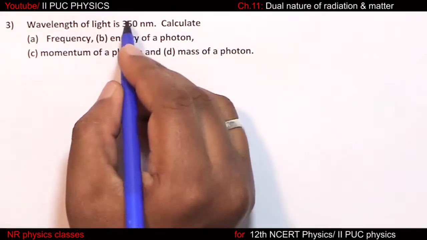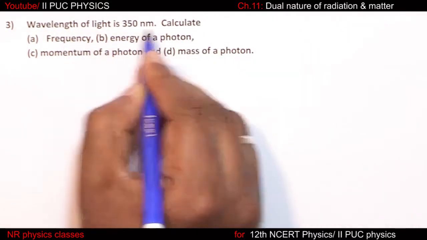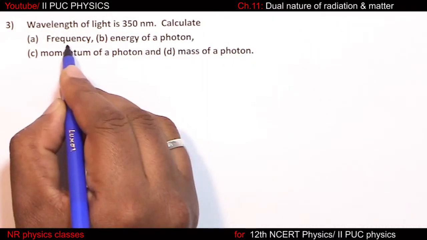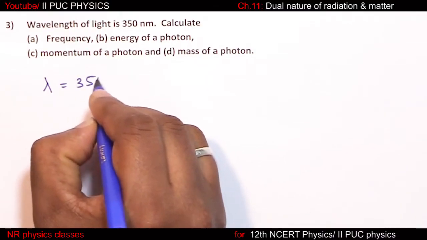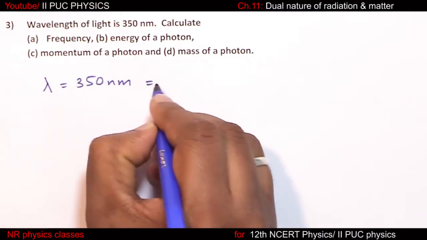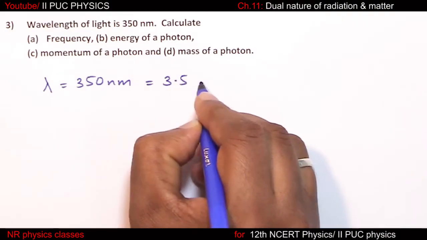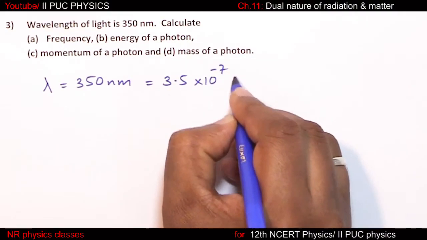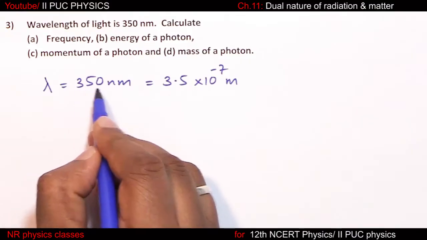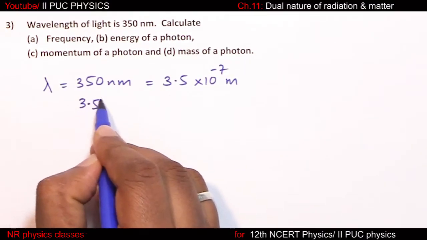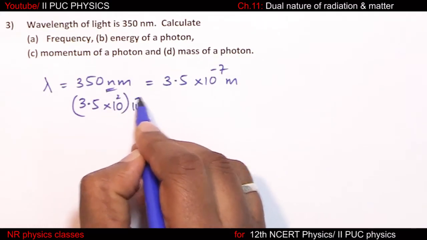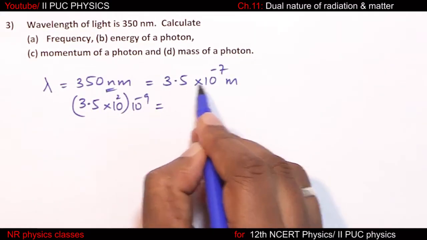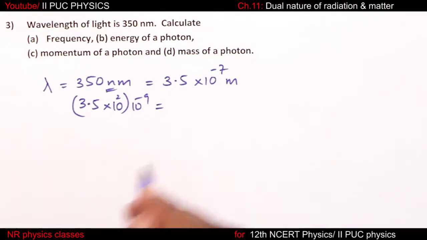Wavelength of light is 350 nanometer. Calculate frequency. So wavelength is given 350 nanometer, which is equal to 3.5 × 10^-7 meter. Am I right? 350 is 3.5 × 10^2, nano is 10^-9. So it is 3.5 × 10^-7 meter.